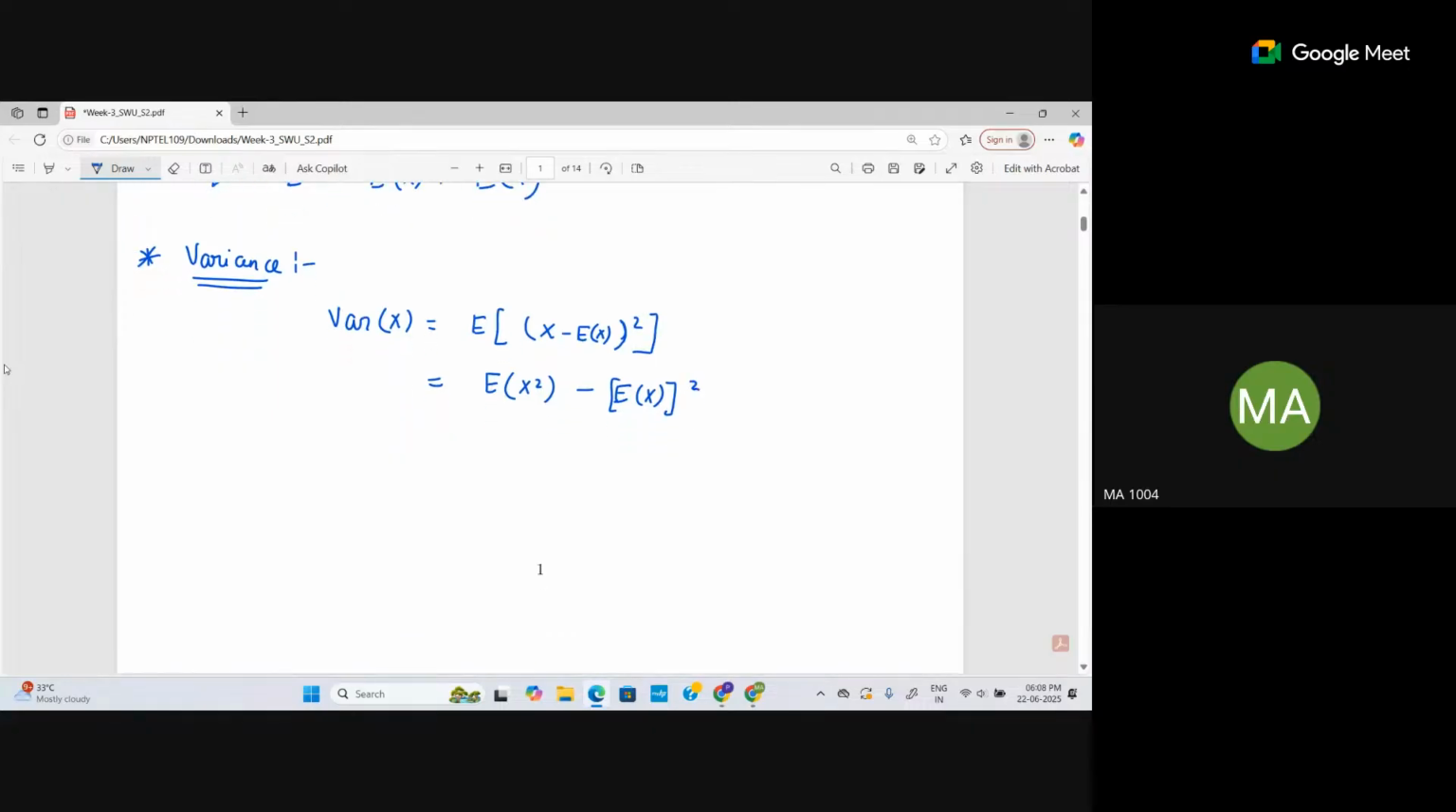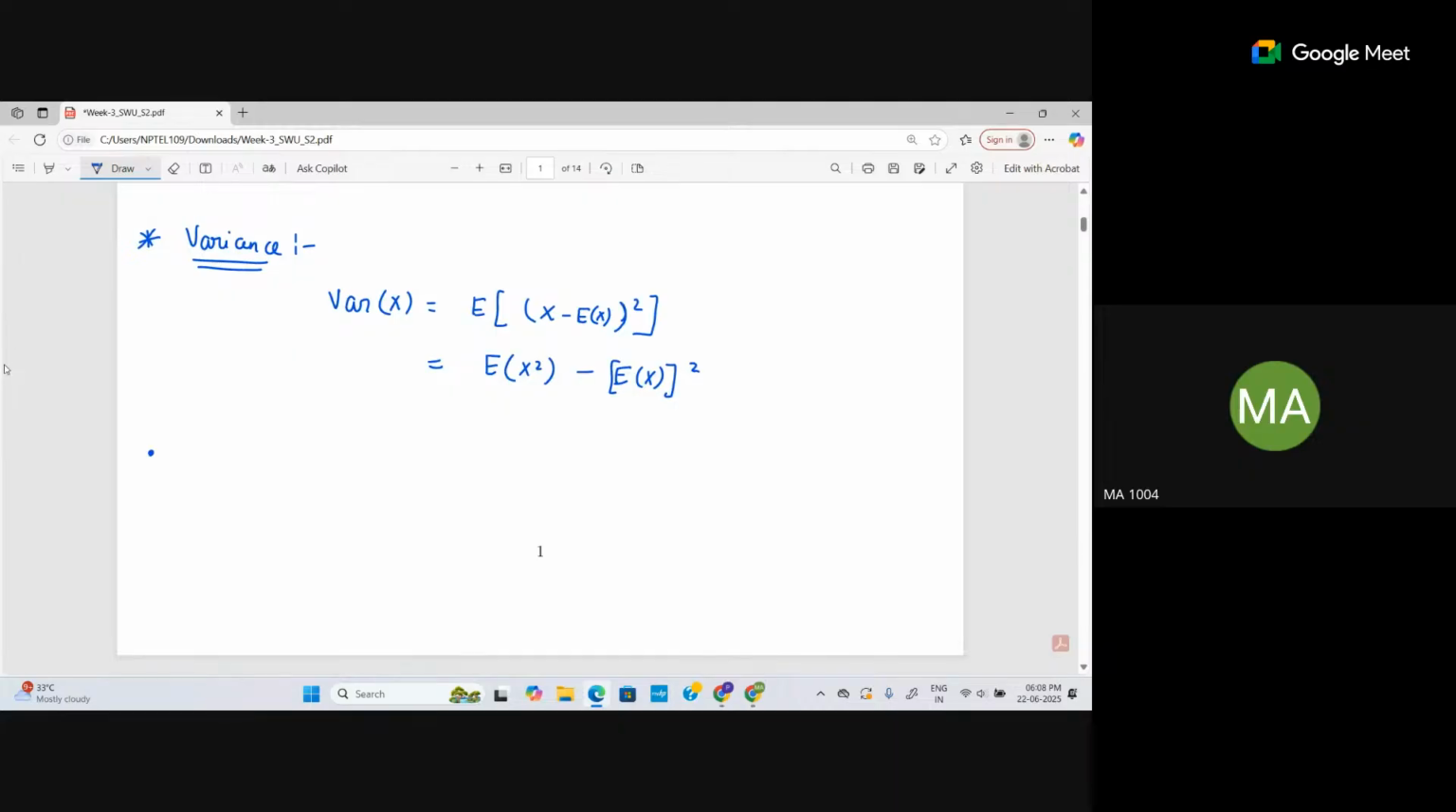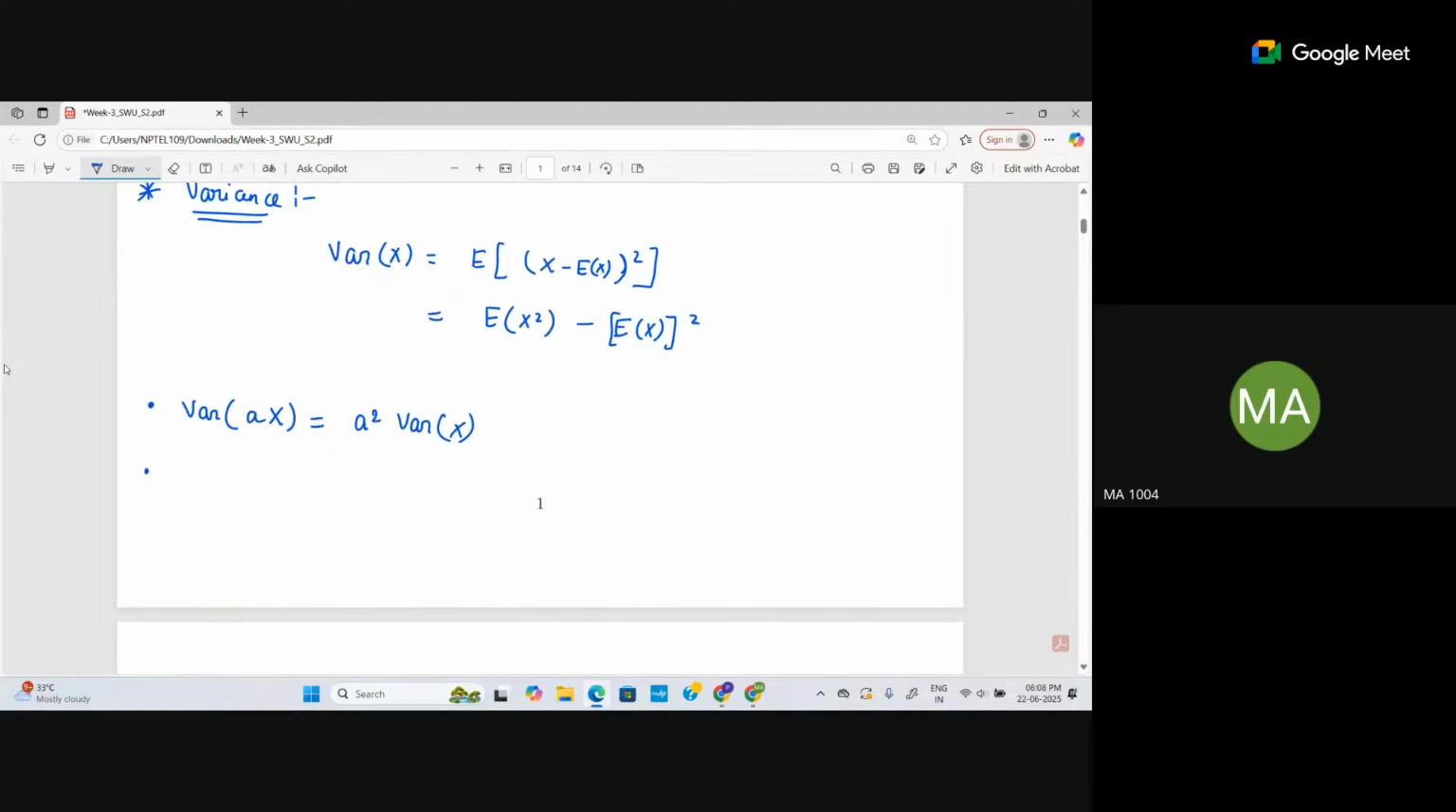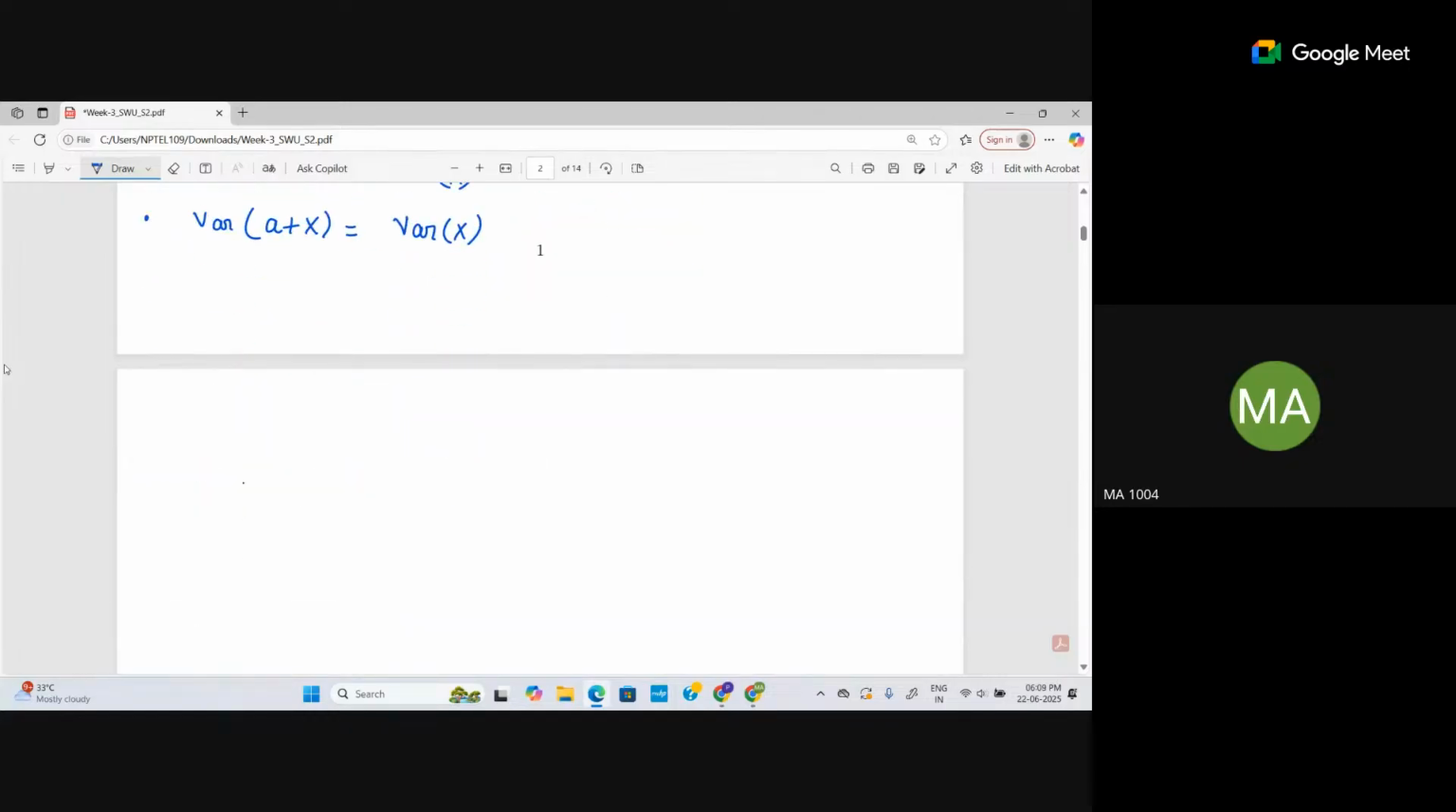Now again some properties for variance. So what is the variance of ax, where a is a constant? It is a square times variance of x, right? And similarly, if we add a constant, so variance of x plus a or a plus x, it is equal to the variance of x only, right?